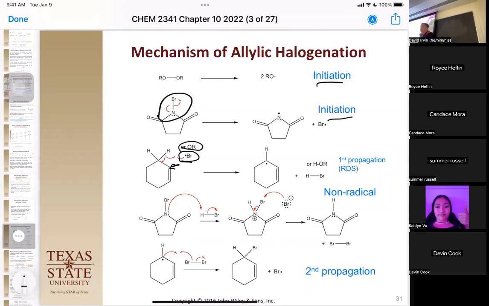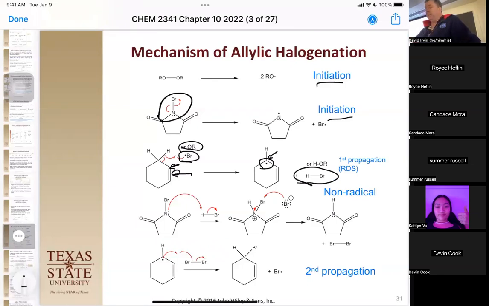We form the allylic radical because it's easier to form the allylic radical than to add across the double bond and give us our non-allylic radical, just a secondary radical. That's the driving force here. We're using our radical formation to form the more stable radical, and that gives us this allylic radical. With that, we've generated HBr in the system.